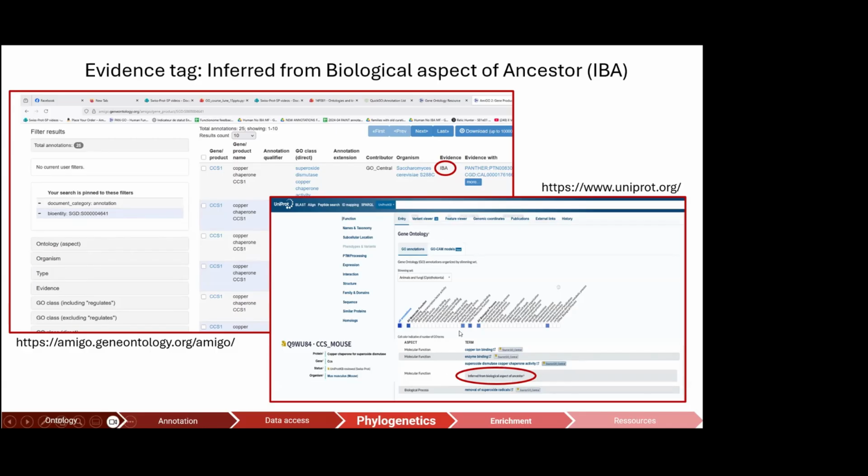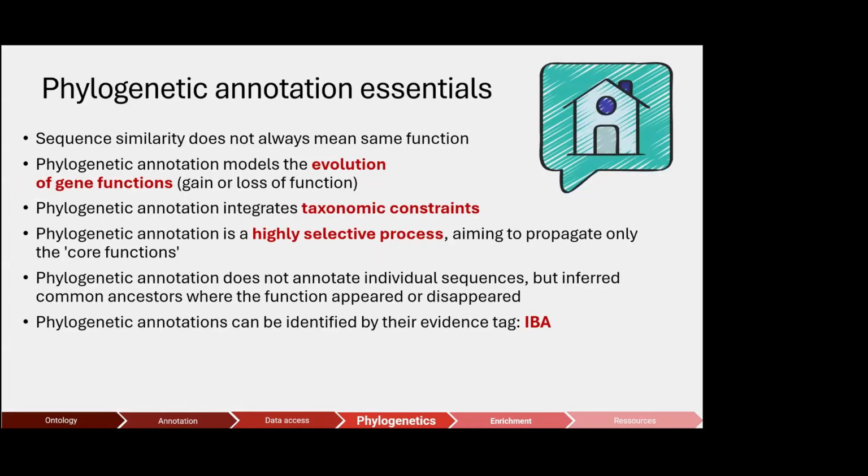In UniProt, Elizabeth showed you the ribbons. You have also the tag. So you can find easily our phylogenetic annotations. They have that specific tag. So to conclude this part, here are really the most important take-home messages.